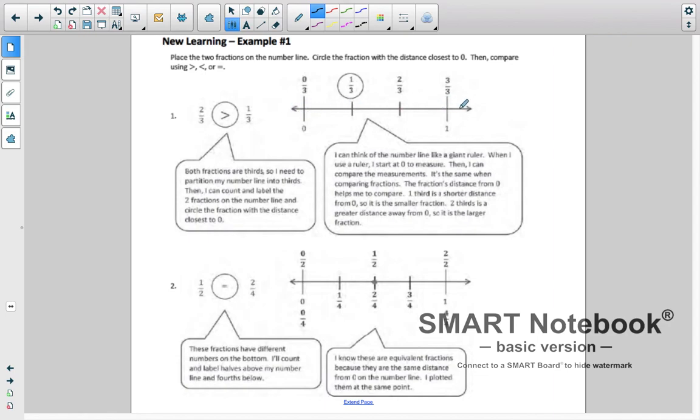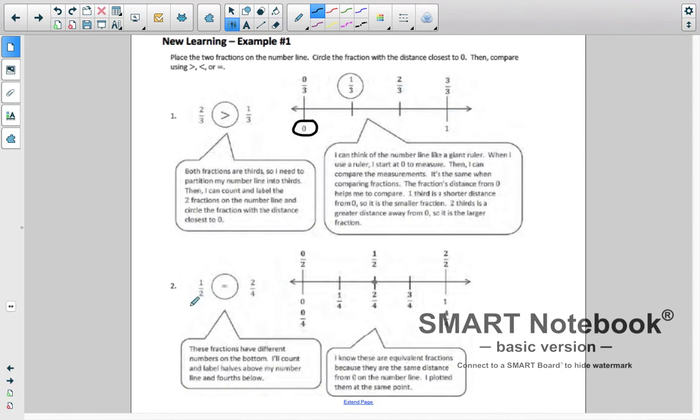So what they did is on their number line, they broke it into thirds, starting from 0 to 1. 0/3, 1/3, 2/3, and 3/3. Then they circled the fraction that had the closest distance to 0. Well, if we look at 1/3 and 2/3, 1/3 is closest to 0. And we know that 2/3 is closer to 1. So if we look using our greater than or less than or equal sign, we know that 2/3 is bigger than 1/3 because 1/3 is closer to 0 and 2/3 is closer to 1.